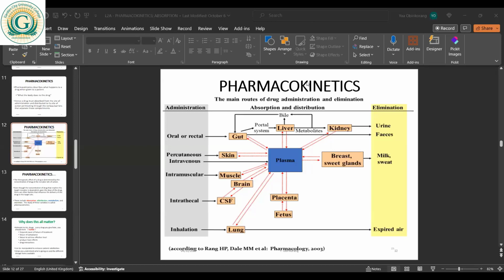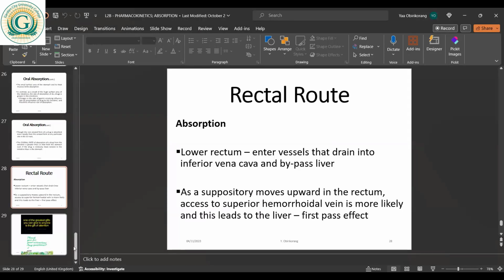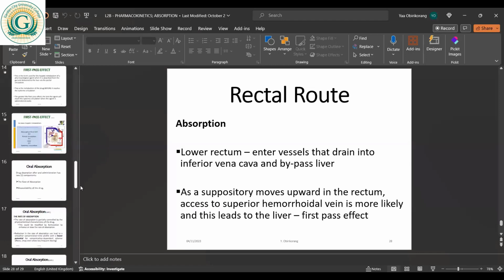Another parameter that we need to understand is what we call bioavailability. Bioavailability. And I want to share another slide with you, so that we get what I am saying well.